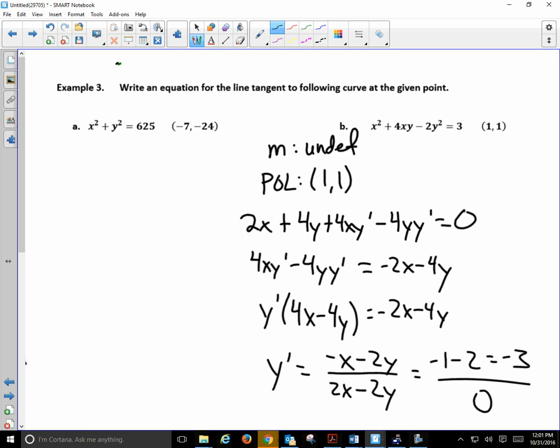What kind of line has an undefined slope? Vertical. Is that an x equals or a y equals? What is the x value that it goes through? 1. That's the equation of your line tangent.